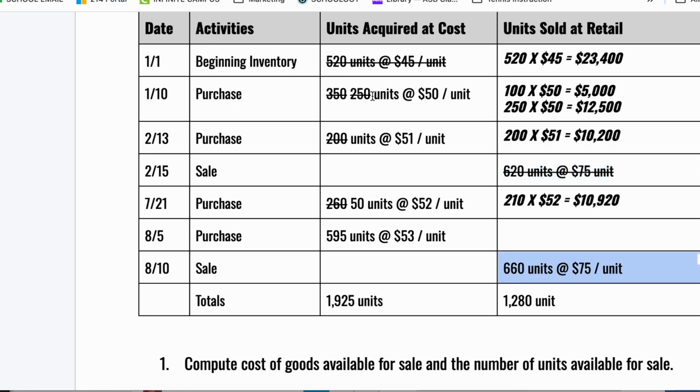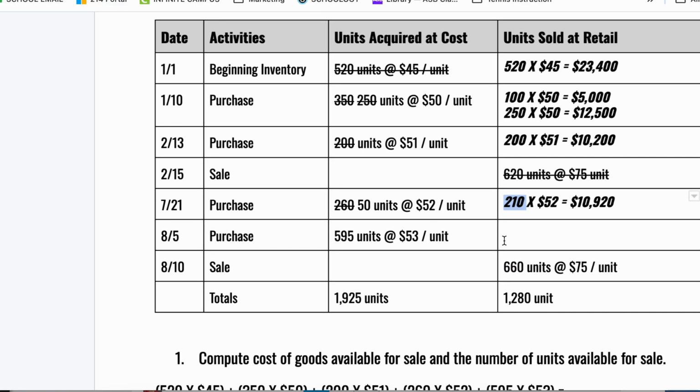I go back up here, and I had 250 left over, right? Because I had 350, I sold 100, and I had 250 left over. So I grab all of those 250 right there at $50 a piece. And then I grab 200 at $51. So 250 plus 200 is 450. And then I grabbed another 210 from right here, because I needed to get to 660. 660 minus that 450 is 210.